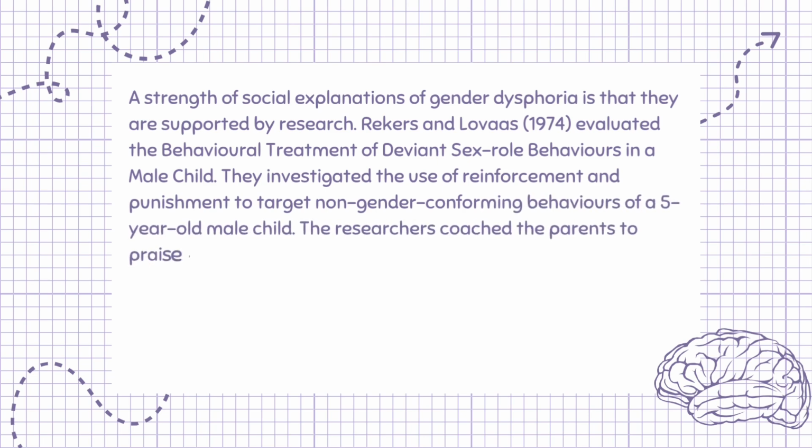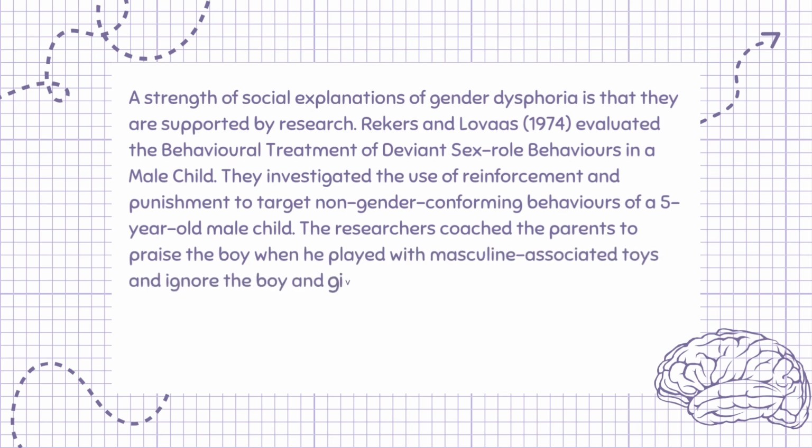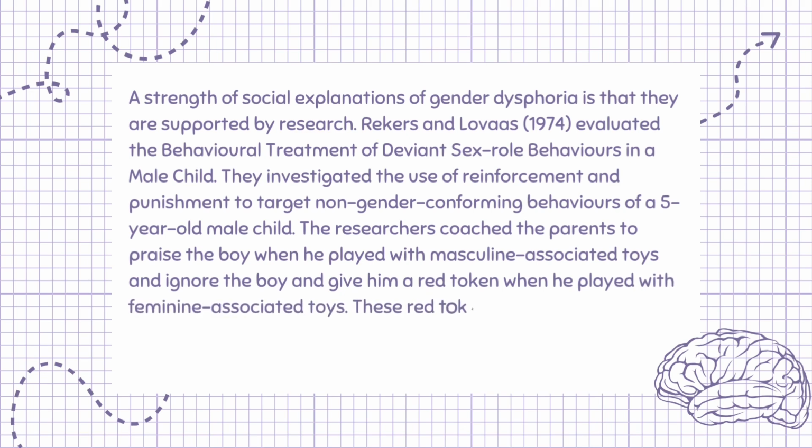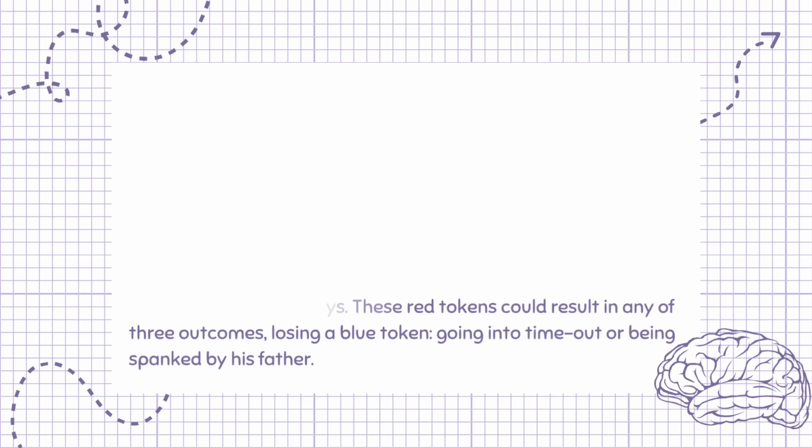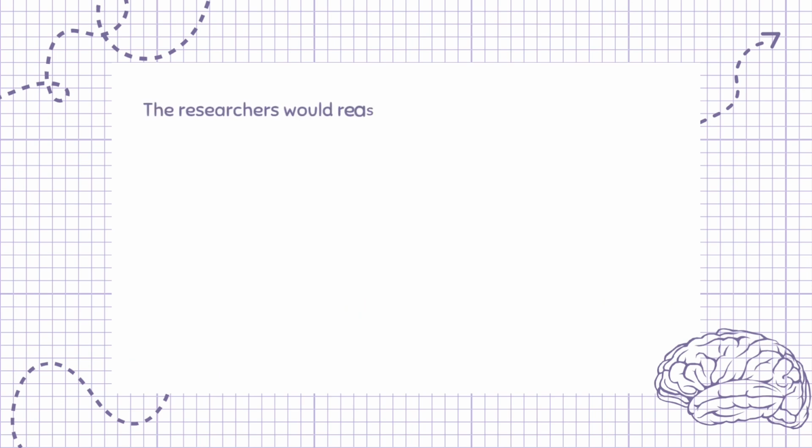The researchers coached the parents to praise the boy when he played with masculine-associated toys and ignore the boy and give him a red token when he played with feminine-associated toys. These red tokens could result in any of 3 outcomes: losing a blue token, going into timeout, or being spanked by his father. The researchers would reassure the parents, e.g., "You're doing the right thing."